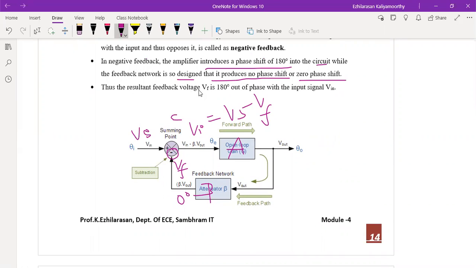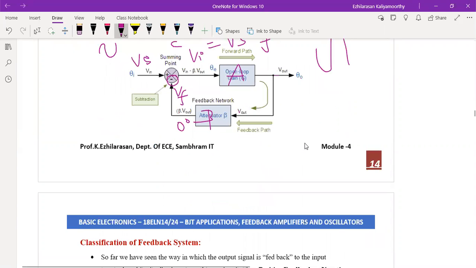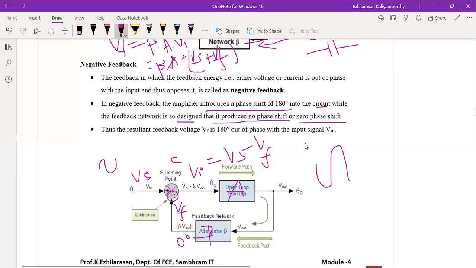That is the resultant feedback voltage. This 180 degree out of phase here I'll get with the input signal as Vin, then the output will be what? If I give the input like this, I will get the output in this way. It will be shifted. A 180-degree phase shift will be there in the negative feedback amplifier.